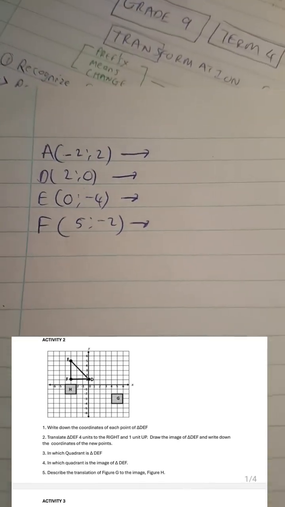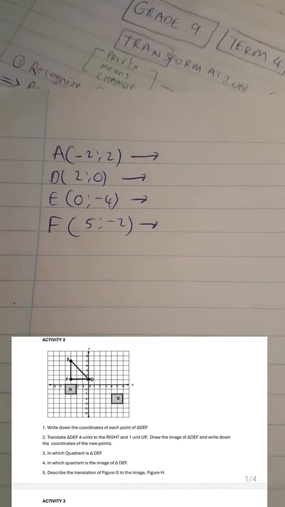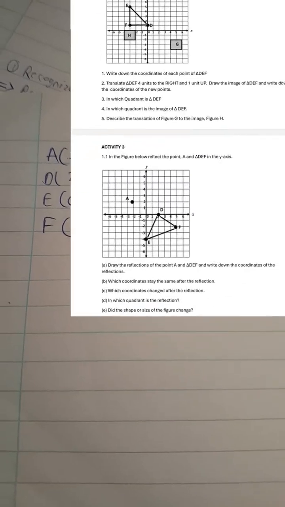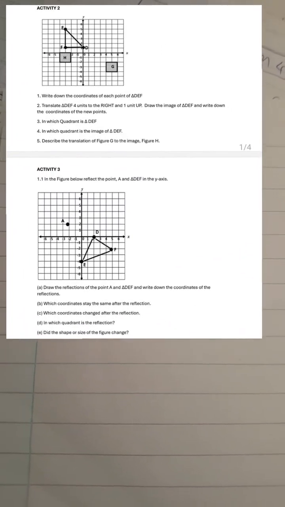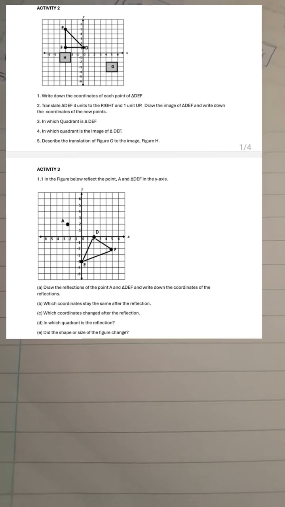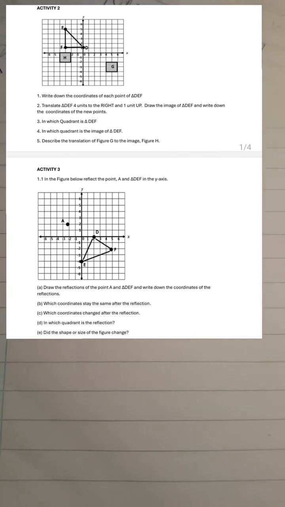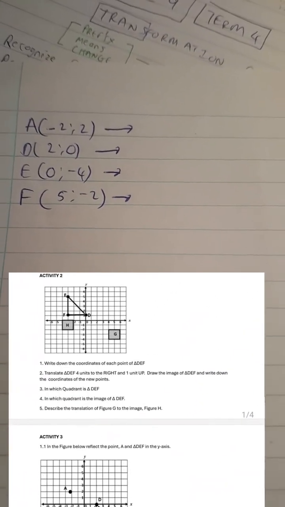First and foremost, after we have done so, we need to use the Cartesian plane and indicate those on our Cartesian plane. So what did they say here? These points are reflecting in the y-axis. So we need to draw the reflections of the points and write down the coordinates. But before we draw the reflections, guys, what do we need to first do?